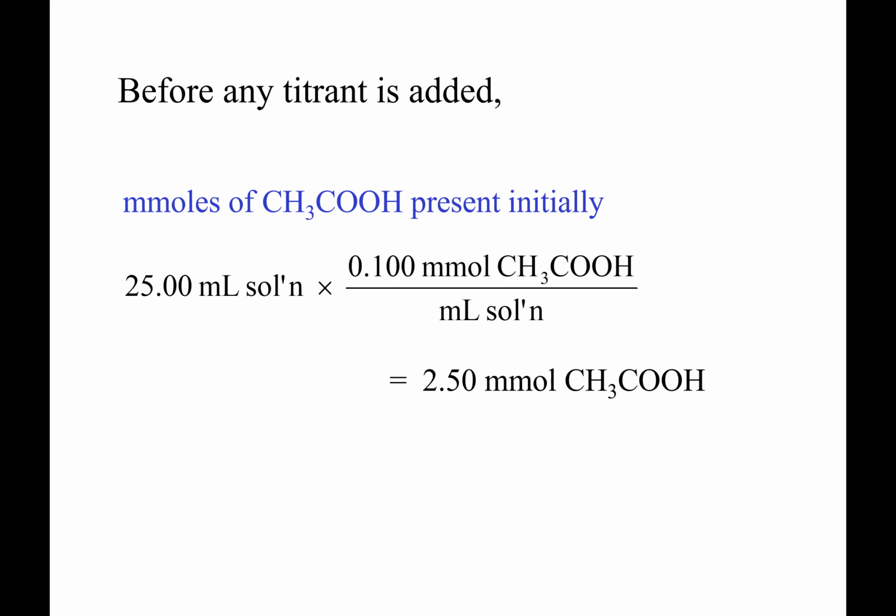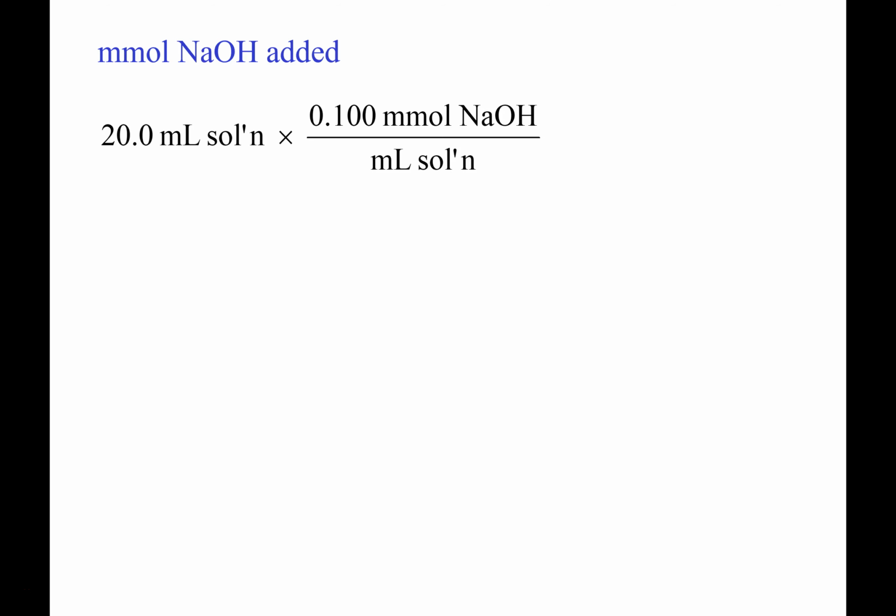All right. Well, we're at 20 milliliters of sodium hydroxide, so that enters into the next step. At that point in the titration, we take our 20 milliliters of NaOH times its same molarity, 0.100 millimoles of NaOH per milliliter of solution. Move the decimal place over, and you're looking at 2.00 millimoles of NaOH that were present at that point.